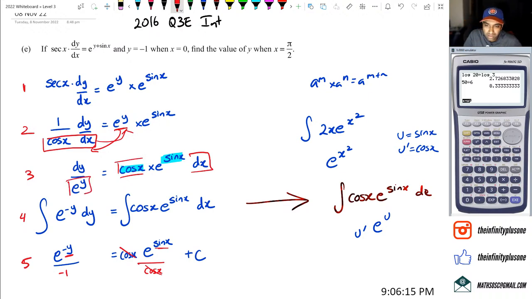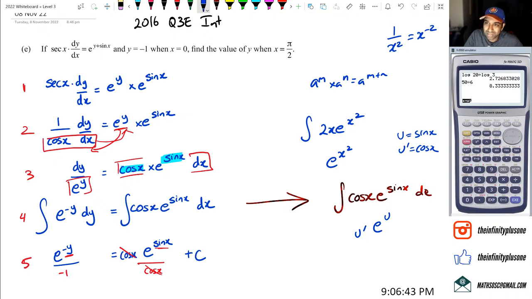Happy to help, Eva. Is 1 over e to the power of y the same as e to the power of negative y? Yes, Tom, yes it is. When you put e to the power of y in the numerator, it becomes e to the power of negative y. It's like how 1 over x squared can be written as x to the power of negative 2. That's exactly what it is.